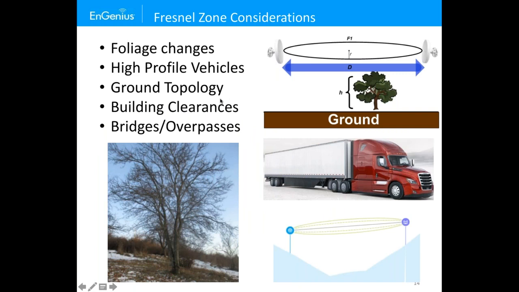So things to take into consideration for Fresnel zone is foliage changes. For example, this tree in the bottom left hand of the slide, let's say I deploy during the winter and I get great signal strength. And let's say spring and summer come around. Well, then the leaves start growing on the tree. And what happens is the link may become marginal or it may be unusable at that point. And at that point, I have to take the tree into consideration for Fresnel zone. So that's obviously something you might want to have a look at before you deploy it, to make sure you do the proper calculations to take that into consideration.